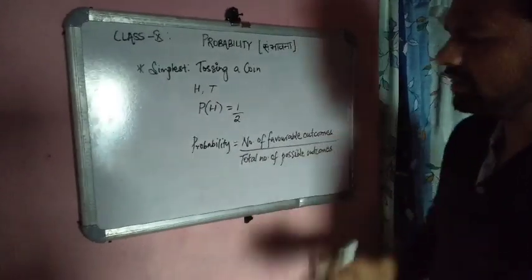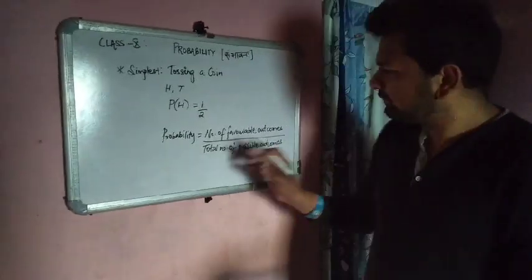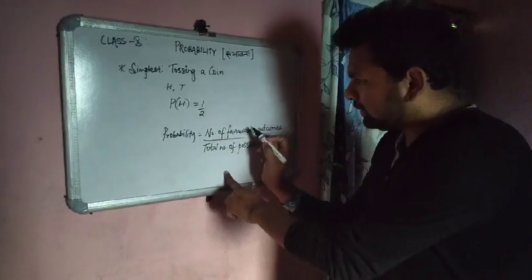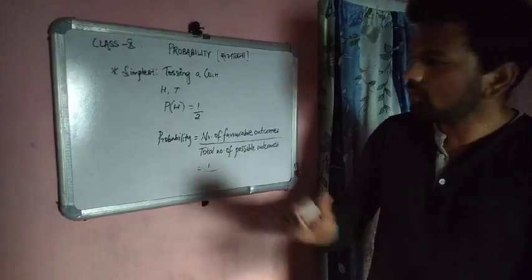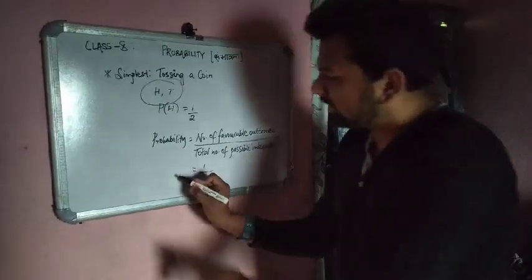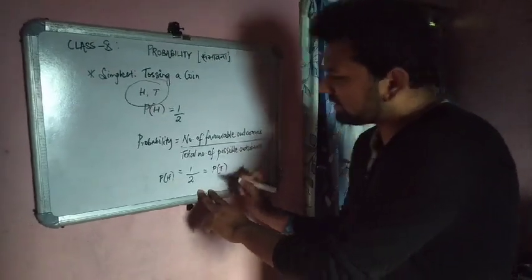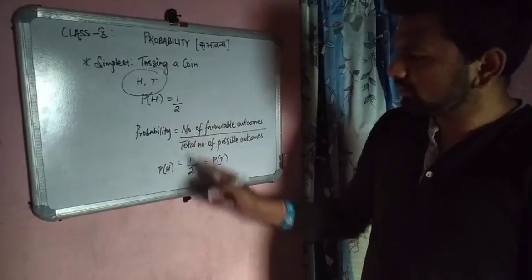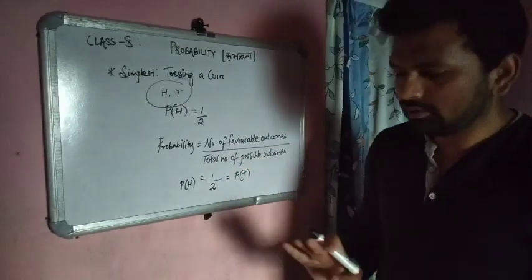Now what does this mean? This means when you are tossing a coin, you'll either get head or you'll get tail. So how many favorable outcomes are there? One, isn't it? Because you'll either get head or you will get tail. So the number of favorable outcomes when you are tossing a coin becomes 1. And what is the total number of possible outcomes? Possible outcomes are head and tail. So we have 2 possible outcomes. So the probability of getting a head is half and the probability of getting a tail is also half. Why is it half? Because how many tails are there in a coin? 1 tail. So the number of favorable outcomes becomes 1 and the total number of possible outcomes becomes 2. So the probability of getting a head and tail both are 1 by 2.